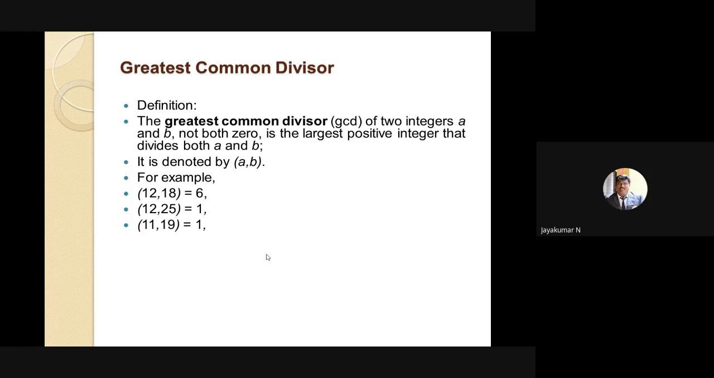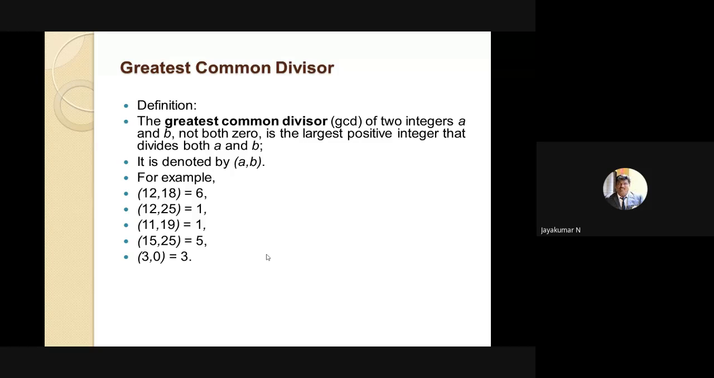If you have only one common factor, that is our greatest common factor. If you have more than one common factor, out of the common factors you have to choose the largest one. Similarly, the GCD of 11 and 19 is 1, and the GCD of 15 and 25 is 5.